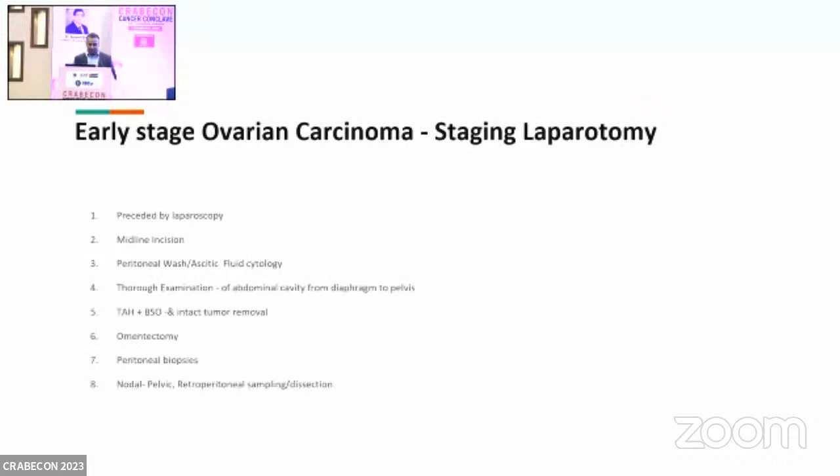It is typically preceded by a laparoscopy, evaluation of the peritoneal cavity, then a midline vertical incision is given, followed by the aspiration of ascitic fluid or peritoneal wash, which we send for cytology. Then thorough examination, very important, to rule out the disease in the upper abdomen. Then TAH-BSO, and intact tumor removal is of utmost importance, so as to not upstage the tumor by causing a surgical spill. Then we typically do infracolic omentectomy as a part of staging laparotomy. Peritoneal biopsy we take from 4 quadrants. Then in the end, it is followed by nodal dissections in the pelvic and retroperitoneal region.